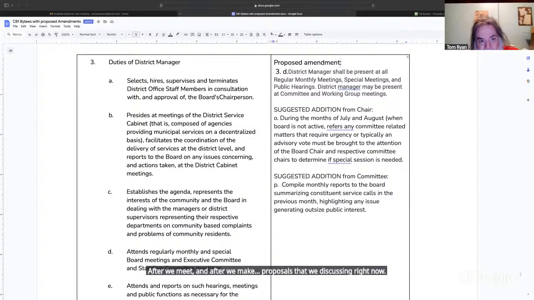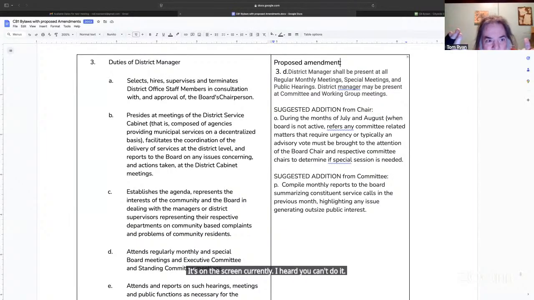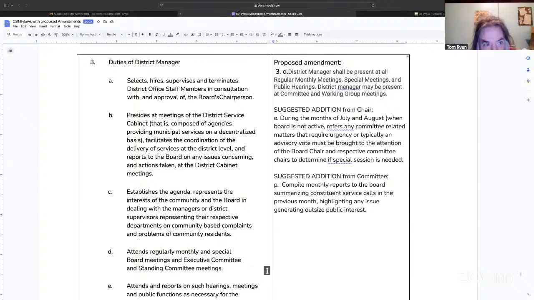Can I get a copy of what's on the screen now so I can see it? It's on the screen currently. I can't see that. I don't understand why this is so hard. Can I get a hard copy of what's on the screen now? Yes, at the conclusion of the meeting, after we discuss these objects, which are not set in stone currently. I understand that it's a draft, but I'd like to look at it so I have to see the screen. So can I get a copy or I can't get it?